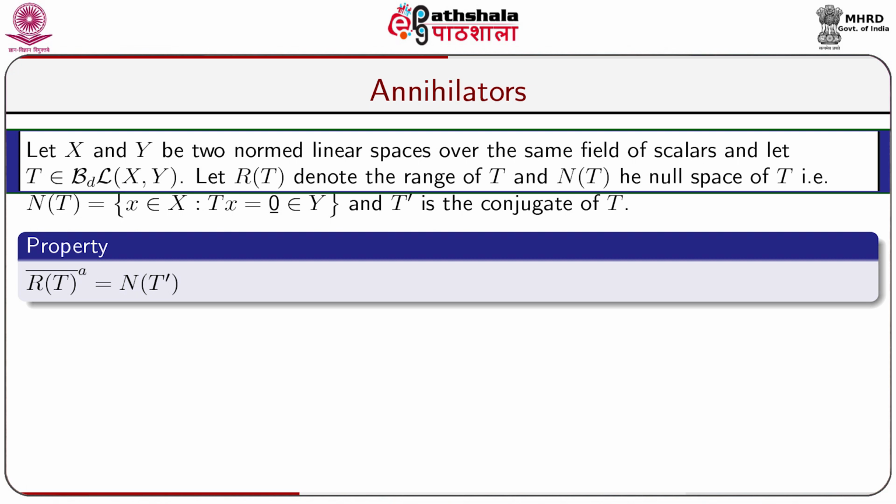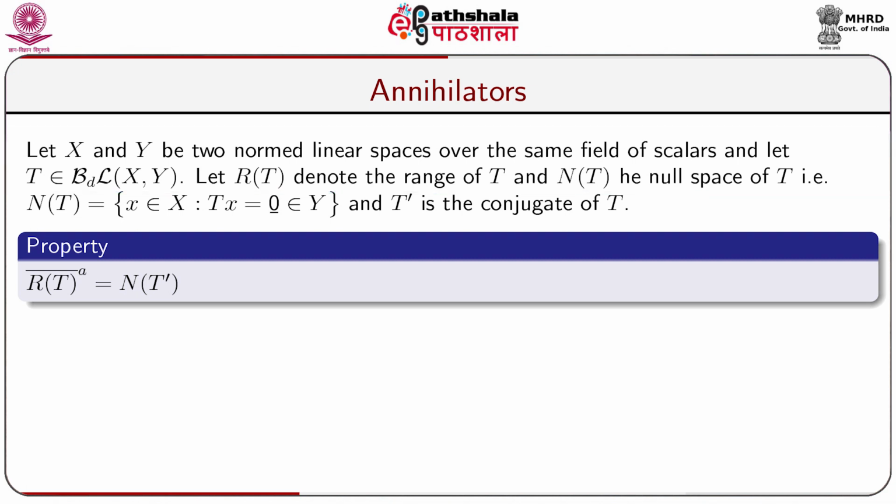Let R(T) denote the range of T and N(T) be the null space of T, that is N(T) equals the collection of all elements x belonging to X such that Tx is equal to the 0 vector in Y, and T dash is the conjugate of T. Now, we get some properties, that is, the annihilator of the closure of R(T) is equal to N(T dash).